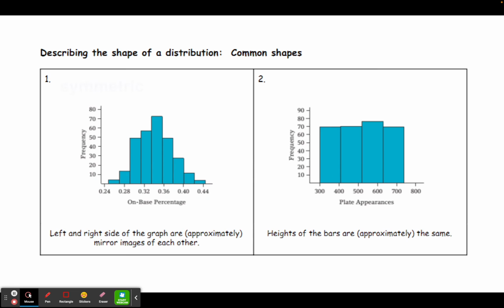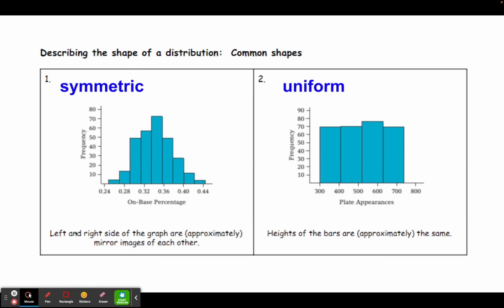So the first one is what we would call a symmetric distribution. Here we see that the left and right side of the graphs are approximately mirror images of each other. And again, it's not perfect, right? We can see that there's kind of a little bit more of a bump in the graph here that maybe we don't have on this side. That's okay, but it's approximately the same on both sides, so we would say that's symmetric.